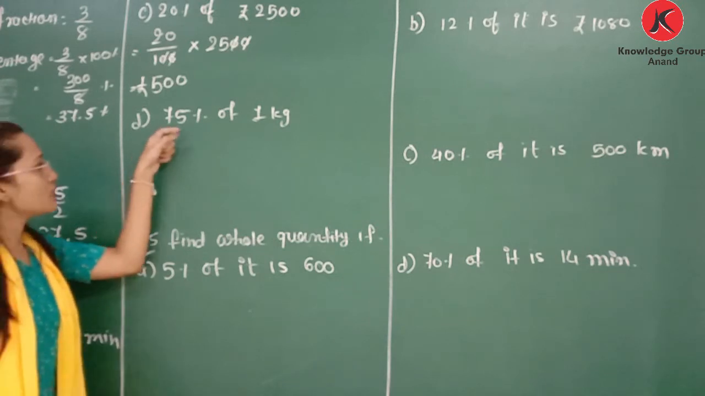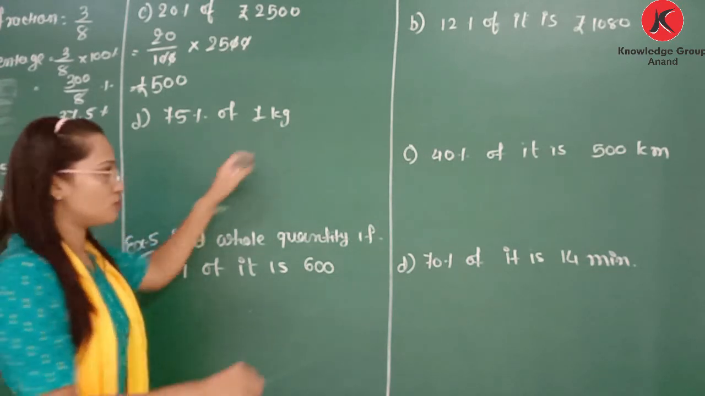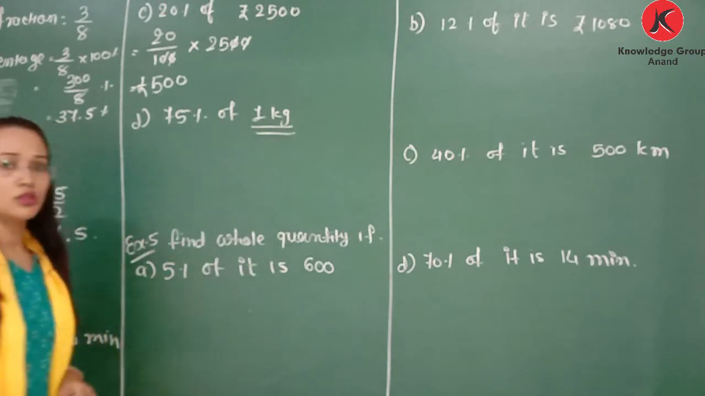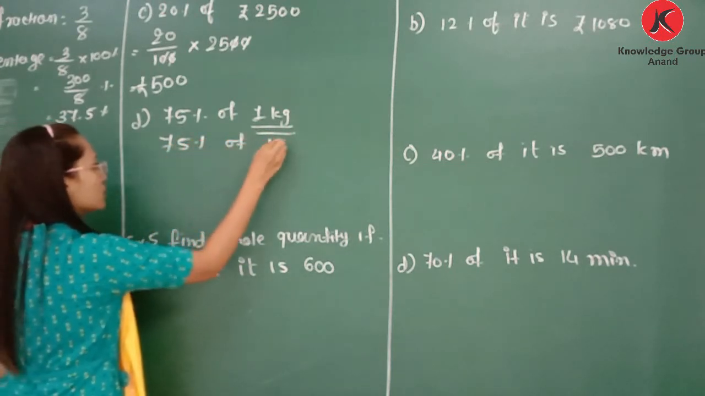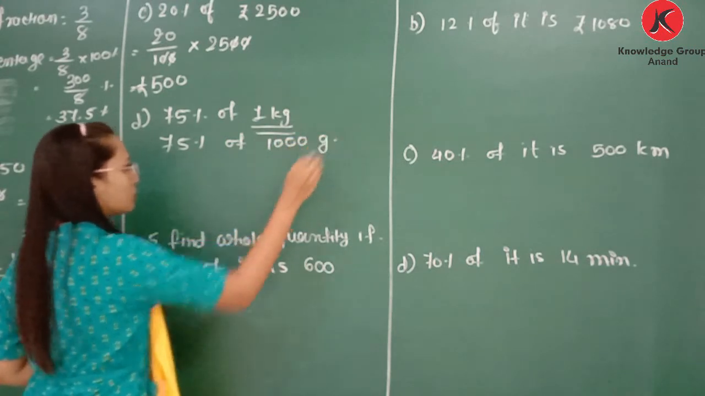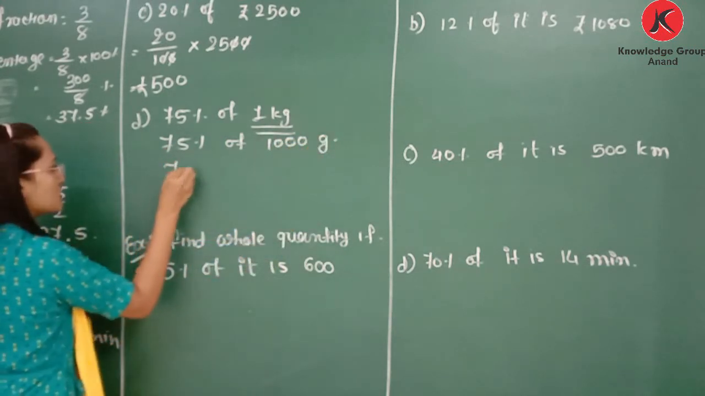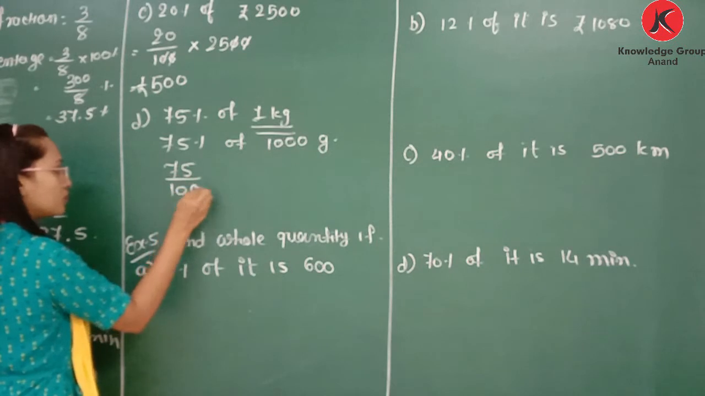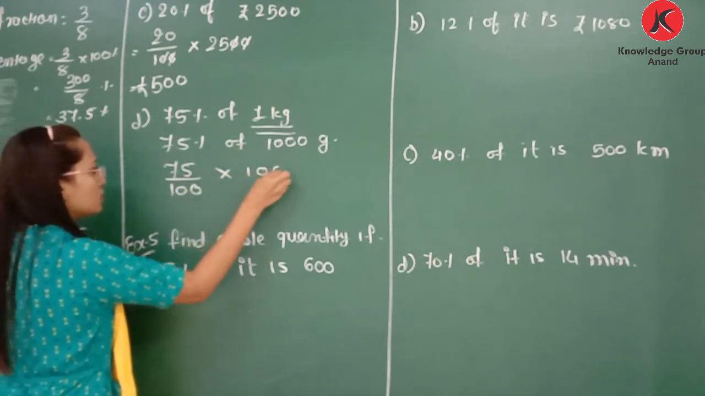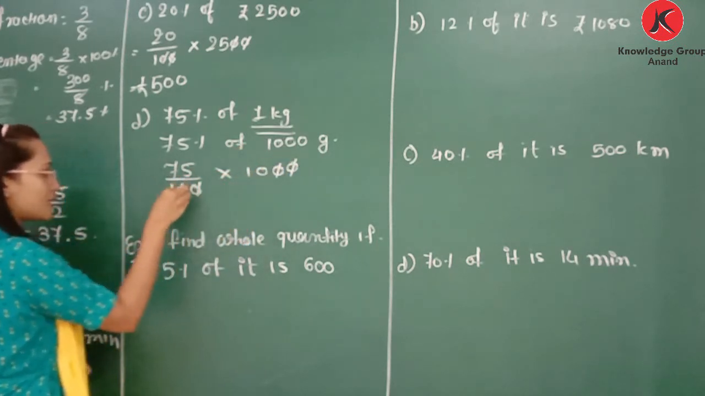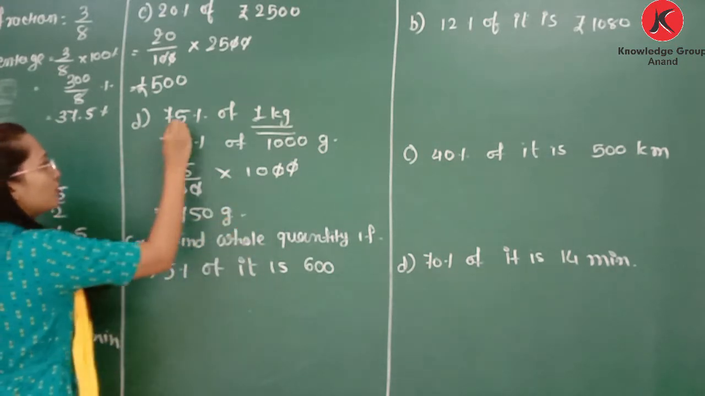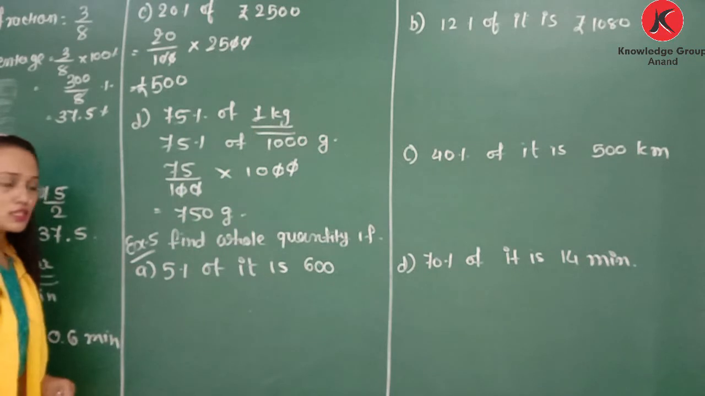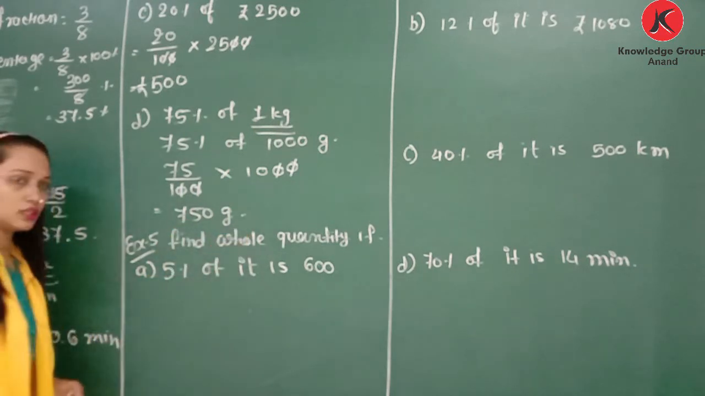Next one, 75% of 1 kg. So let's convert kg into gram. So 75% of 1000 gram. Now 75% is 75 by 100, of means multiplication, 1000. The zeros will be cancelled out. So it is 750 gram. 75% of 1 kg, that is 1000 gram, is 750 gram.